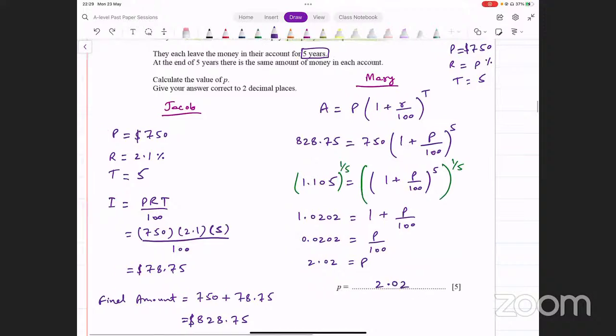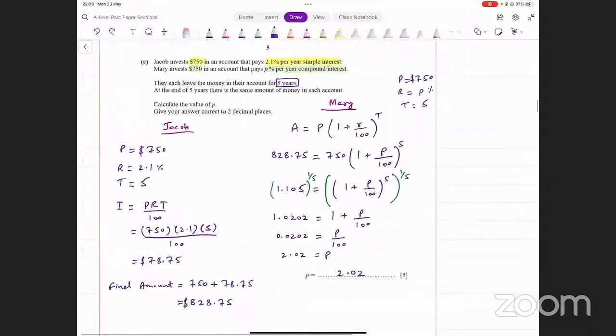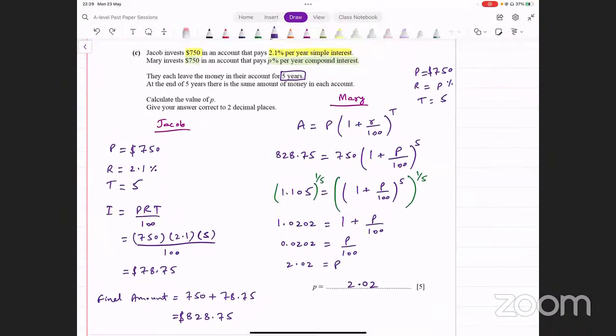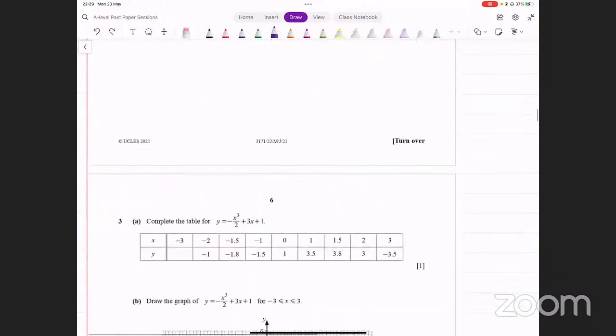Okay, so that's what we had to do here. So this is part C of question number 2. Okay, I hope that makes sense. Let's move on to the next question.